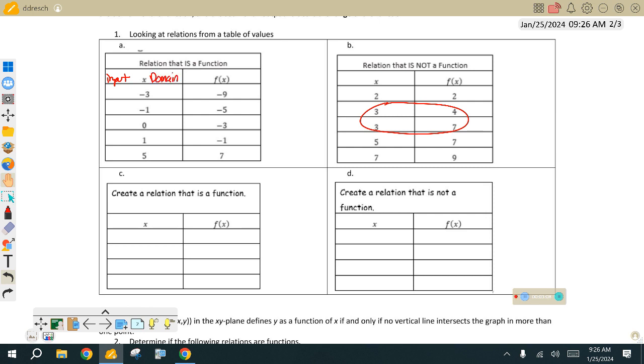We have repetition. We have 3, but we look at the output, we look at the range. 3 is going to where? 4, and it's also going to where? 7. That cannot happen to be considered a function. You have an input of 3, and what do you get for an output? 4 and also 7. You can't have the same input going to 2 different outputs. That's what screws it up. 3 can only go to 4, that's it, or 3 can only go to 7, and that's it. You can't put an input in and get 2 different outputs.